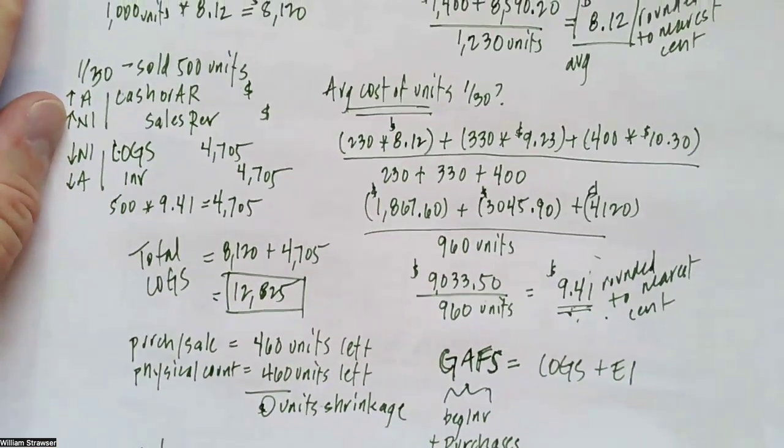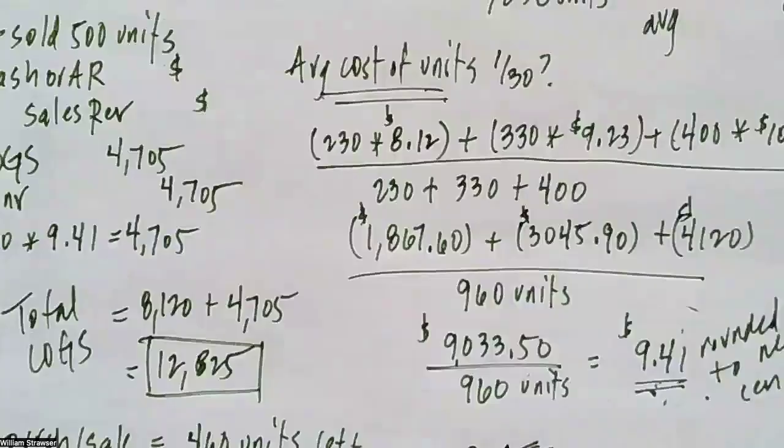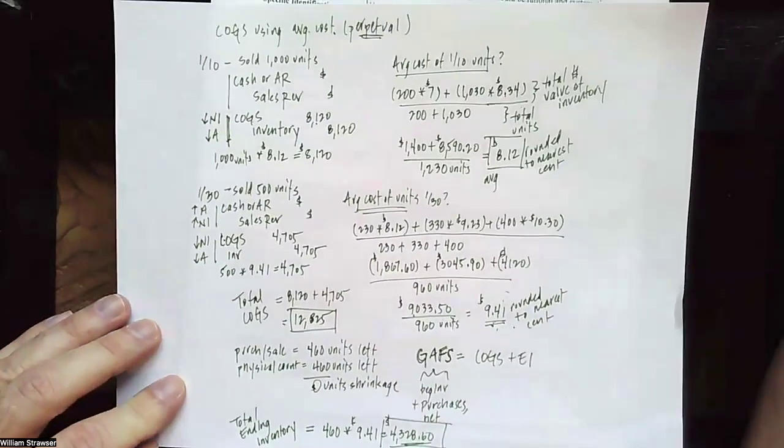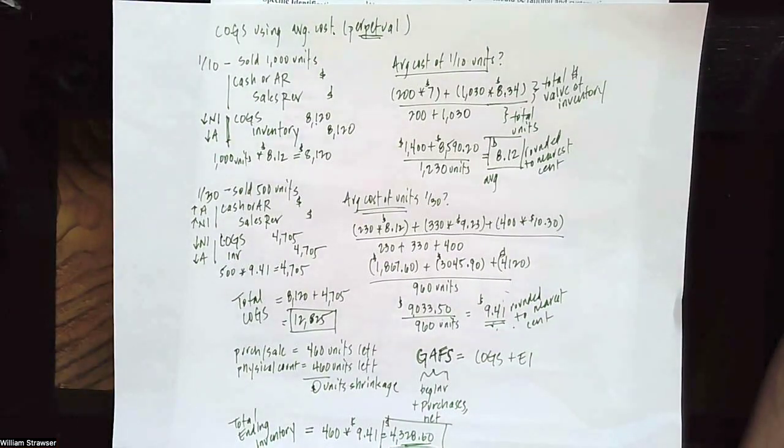Now, this is the most mathematically tedious cost flow method. So understand that this is a lot. If I had this on the test, I wouldn't do it with this many purchases and sales because it just takes a while to calculate. So in the next video we'll talk about FIFO, and then in the video after that we'll talk about LIFO cost of goods sold.